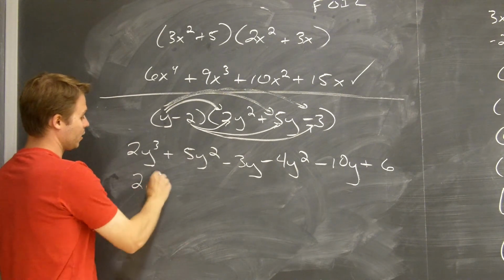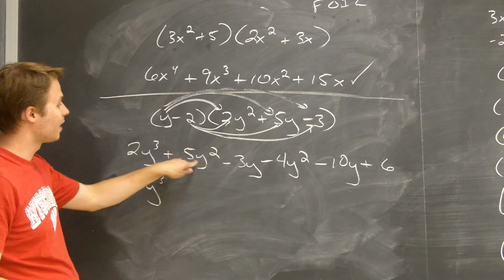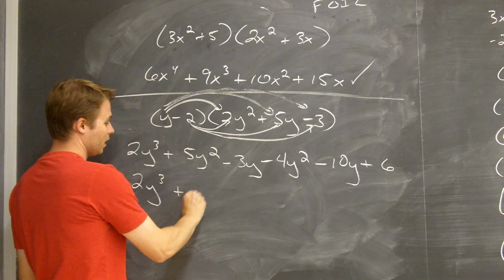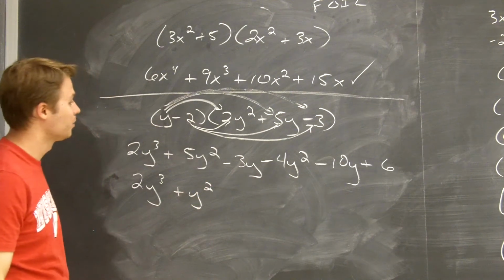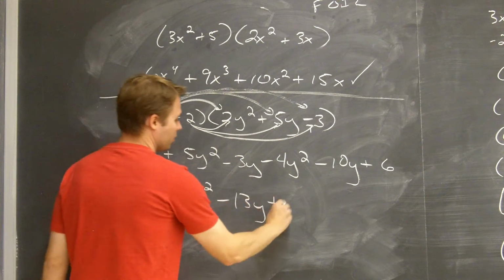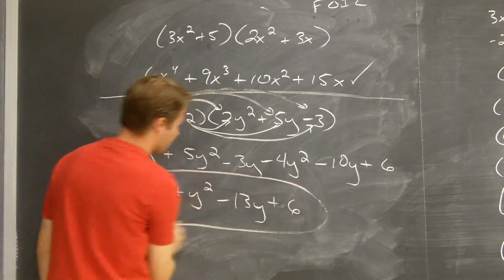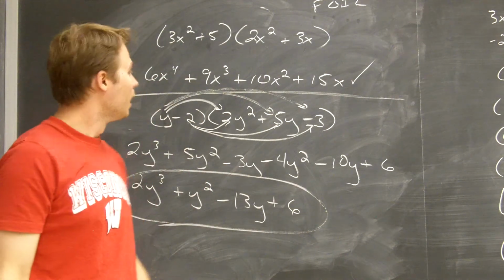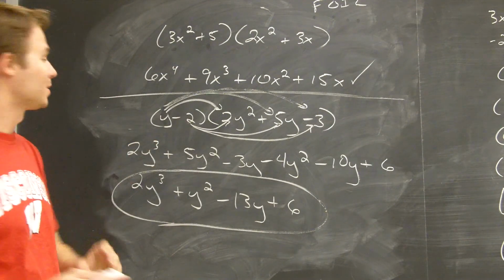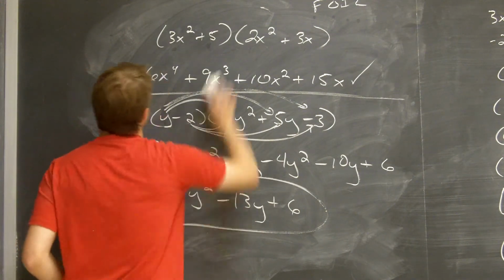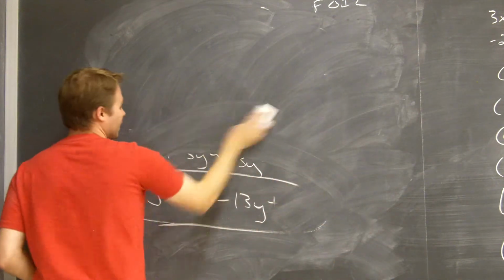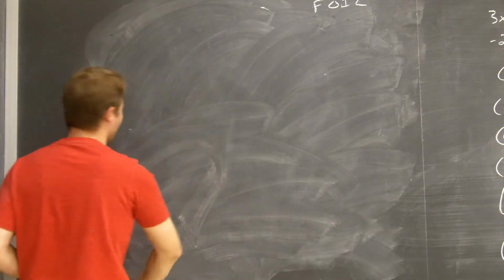Let's see. The 2y cubed doesn't have anything else to combine with. 5y squared will combine with the negative 4y squared to give me a plus 1y squared. Negative 3y minus 10y is negative 13y, and then plus 6, and that should be a perfectly good answer. So this is one that you might see. Another common one to do is a trinomial times a trinomial, which if you think about it in your head, this should end up with 9 terms after the FOIL, and I'll show you why.